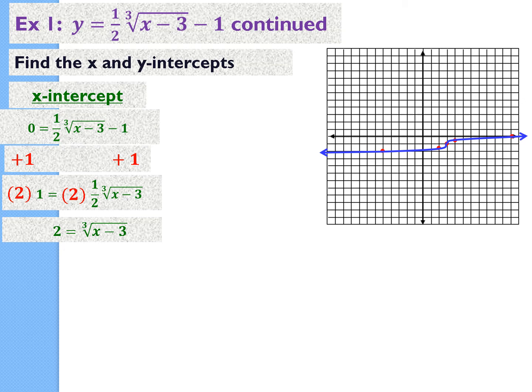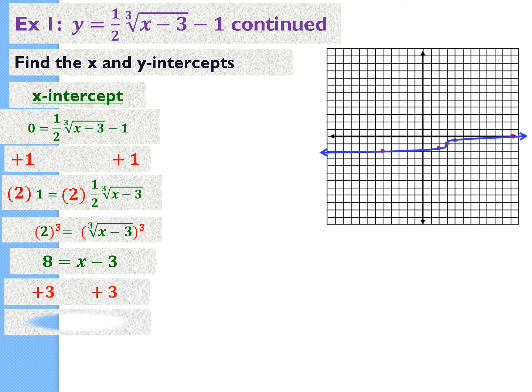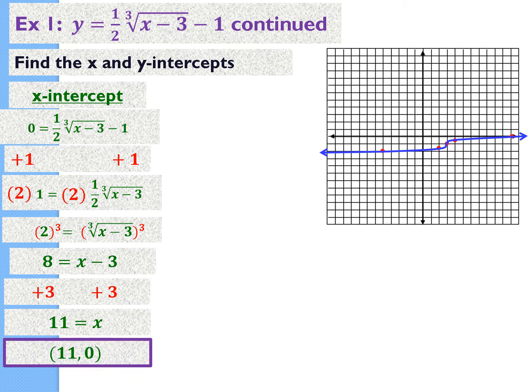Then we're going to cube both sides because we have to get rid of the cube root. When I do, I get 8 equals x minus 3, and then I add 3. So x equals 11. But remember, we can't leave it in this format. We have to write it as a coordinate point. So that becomes (11, 0).